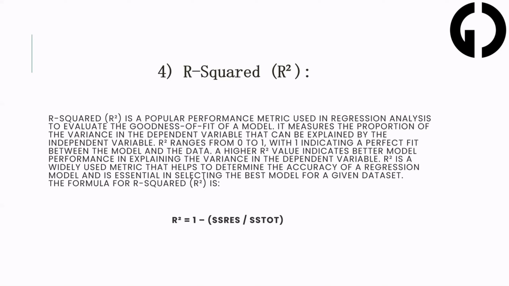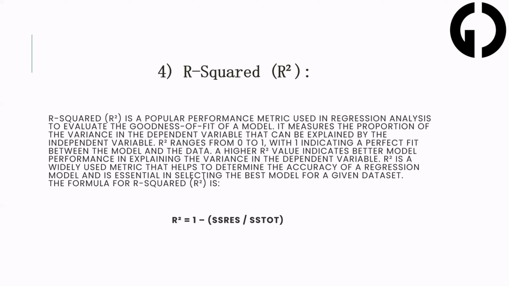A formula for R square can be given as R square is equal to 1 minus SS RES by SS total, where SS RES is the sum of squared residuals. That means the difference between the actual and predicted values of the dependent variable, and SS total is the total sum of the squares, the difference between the actual and mean values of the dependent variable.